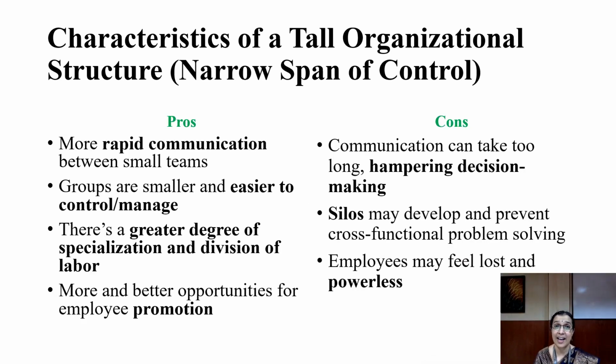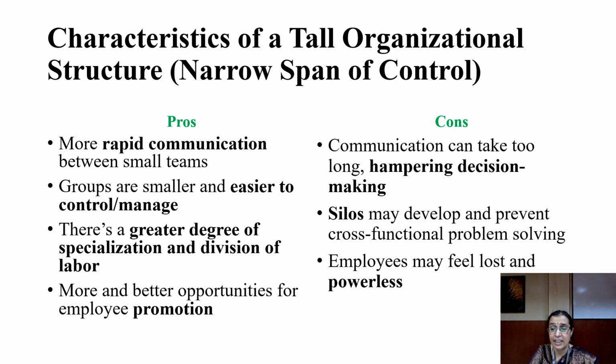Now let us look into it. What are the characteristics of tall organizational structures or the narrow span? When you take into consideration the narrow span, you see rapid communication, because under a manager only one or two people are there, so he can effectively communicate to the subordinates. The groups are very small in nature, so it is easy for him to control, and a greater degree of specialization and division of labor is more effective there. There are also better opportunities for employee promotion, because you have many hierarchical levels, so more opportunities for promotion are there in the narrow span of control.